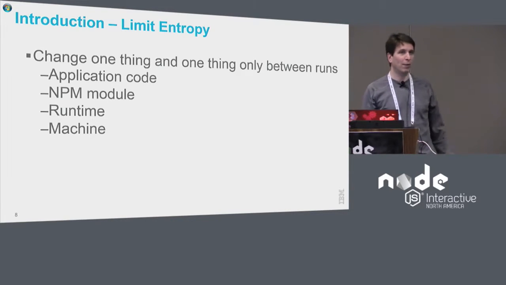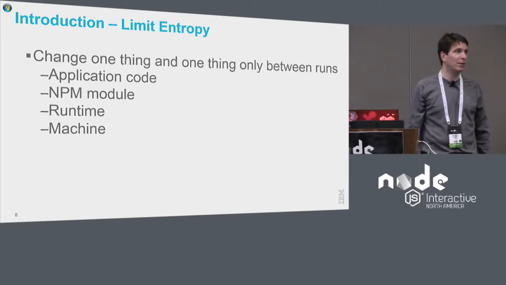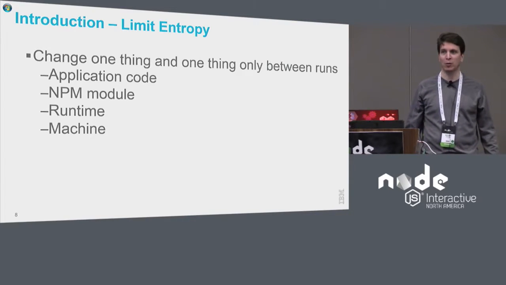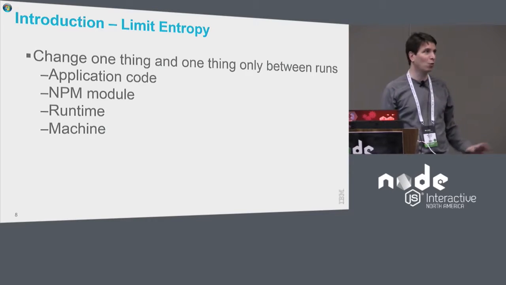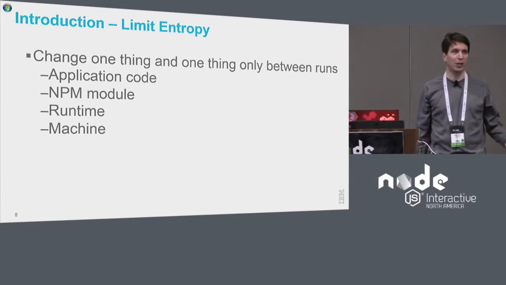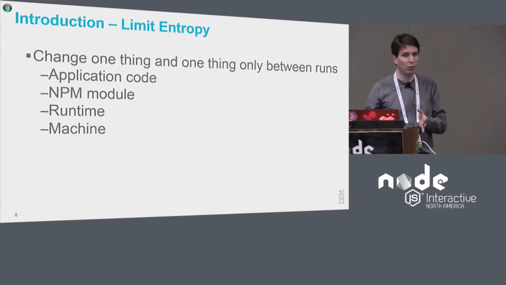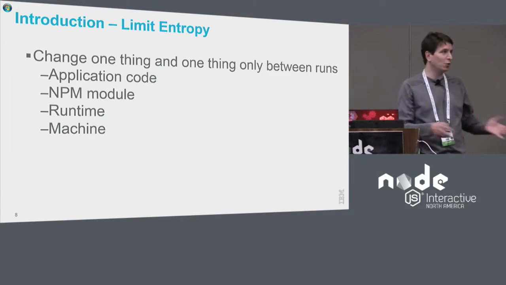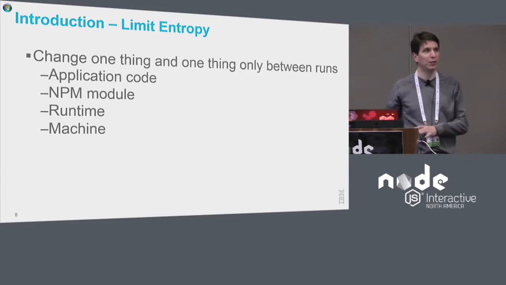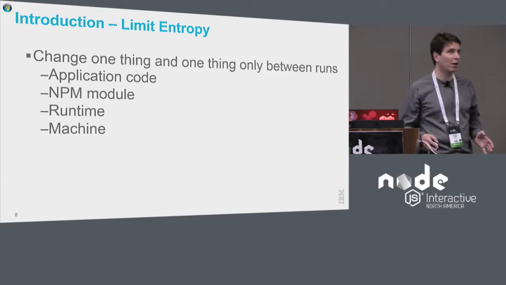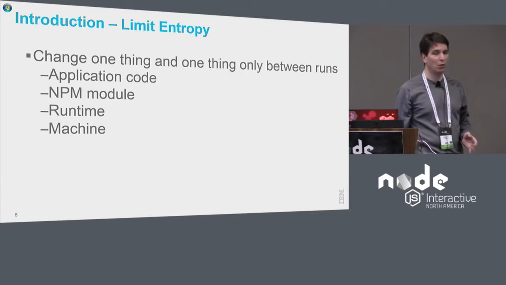The other thing is that when you're making changes, you're really going to do yourself a big favor if you limit entropy. Try and limit the things that you change down to 1 dimension at a time. So only change your application code. Or if it's got NPM modules it depends on, only change one of those. Don't change the Node.js version at the same time, or the machine. Try and make sure that you change one thing at a time. That's going to make it a lot easier to figure out what's going on.